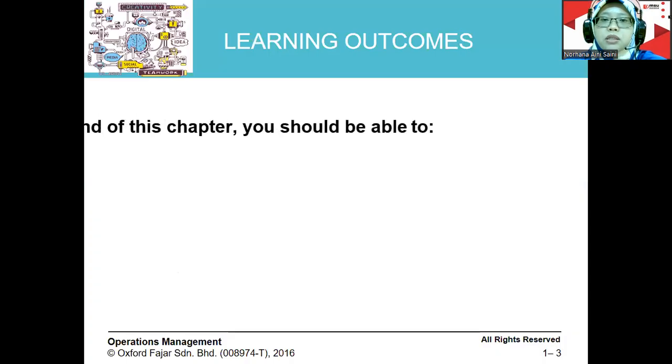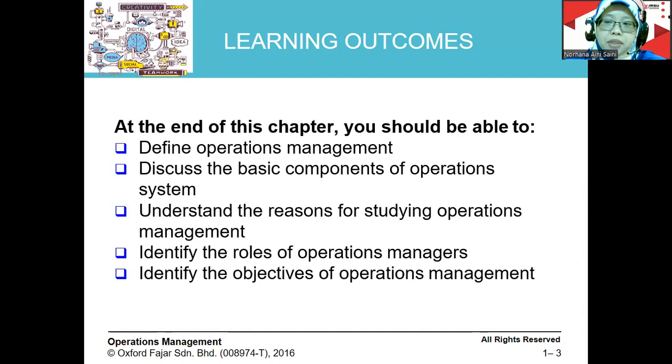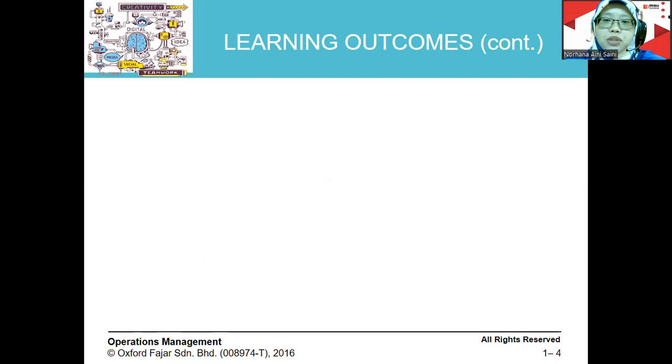So these are the learning outcomes, the subtopics that we will cover for this chapter. Number 1 is the definition of operation management, and then we need to learn the basic components of the operation system. Next is understanding the reason for studying operation management, why it is essential to all organizations, and then identifying the role and objectives of operation management.